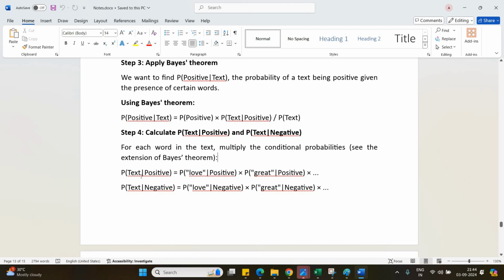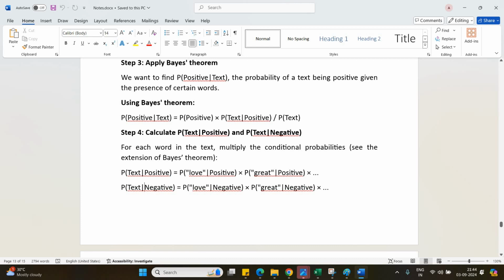Probability of the text being available in a positive sense, when it has been used in a positive sense, then you will do it like this: P of love when it has been used in the positive sense, P probability of great when it has been used in the positive sense, multiplied by, you need to keep multiplying for all the words which have been used in the positive sense, in a positive sentiment statement, right? Similarly, you can use this formula to find out whether the text is available when it has been used in a negative sense.